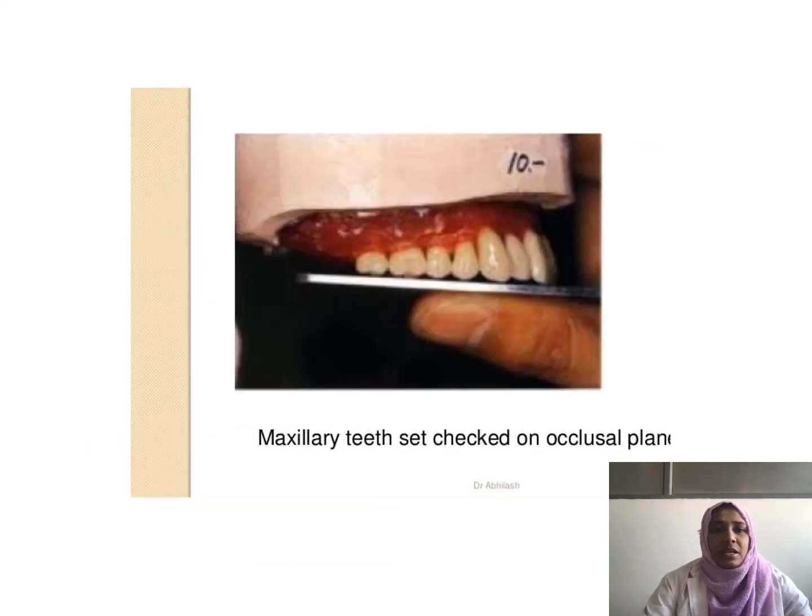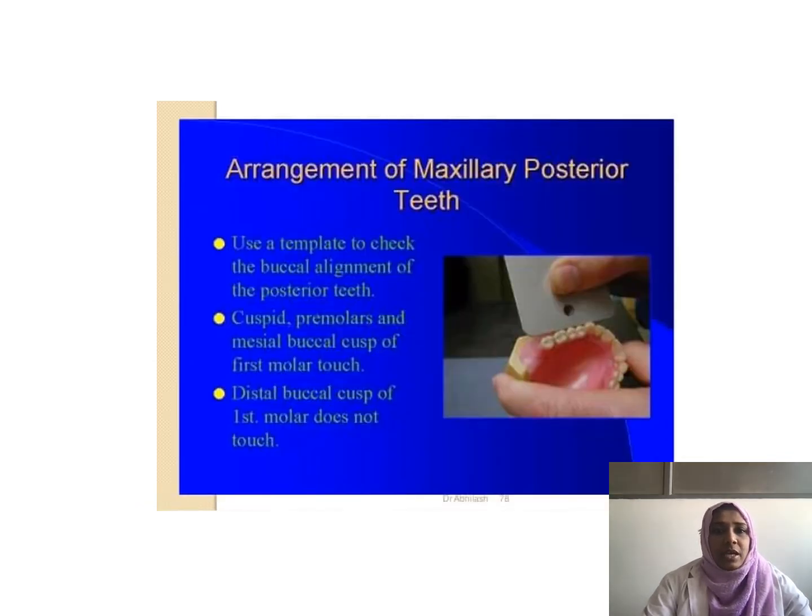And this is how we will check the maxillary teeth. It is checked in the occlusal plane. This is how we should arrange the posterior teeth. And coming to the arrangement of the maxillary posterior teeth with the help of a template.